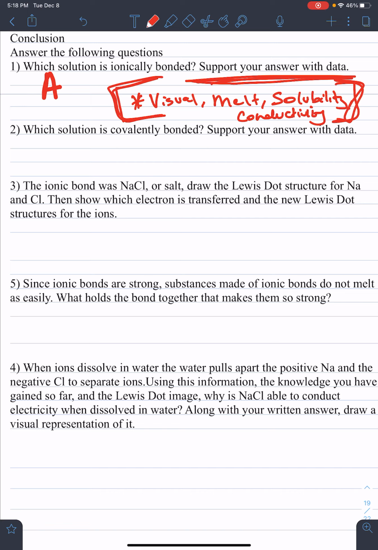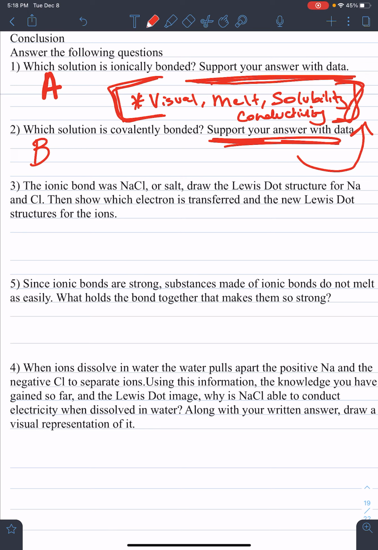Number 2, hopefully you saw the covalently bonded one was B. And again, you need to support your answer. So use some of the things up here and talk about what it visually looked like. Did it melt? Did it conduct electricity? Things like that. All right, the next thing we're going to start talking about these Lewis dots.